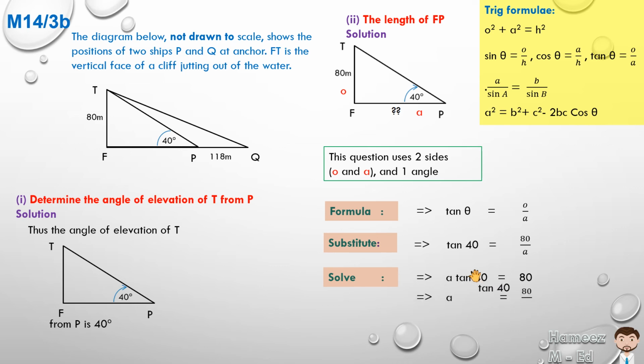Tan 40 is multiplying on the left side. When I carry it to the right, it will divide. It will be in the denominator. So A is equal to 80 over tan 40, and A is FP, which is what we want to find, and that gives us 95.3 meters. And that's our solution.